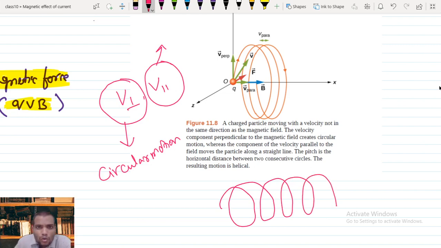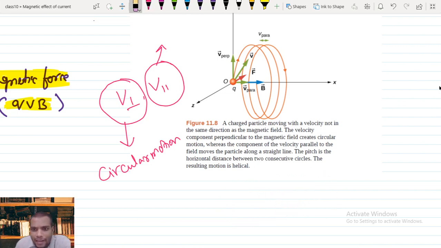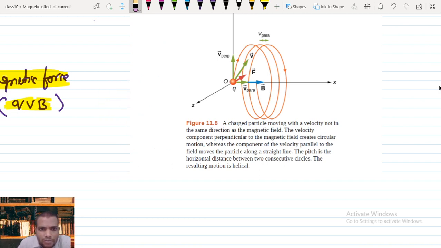So here the two components play a different role. Let us try to understand that. Since we have the radius formula here itself, the radius r equals mv upon qB. That's what we calculate, the radius of a particle which is moving in a circle.